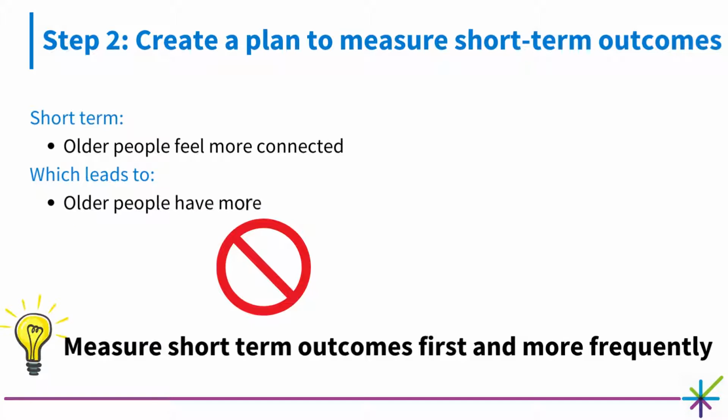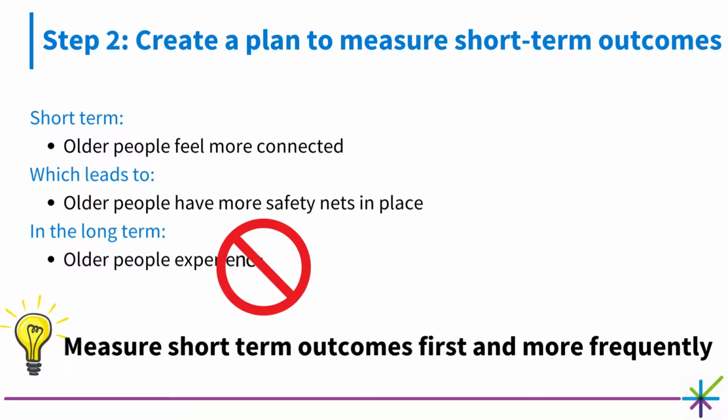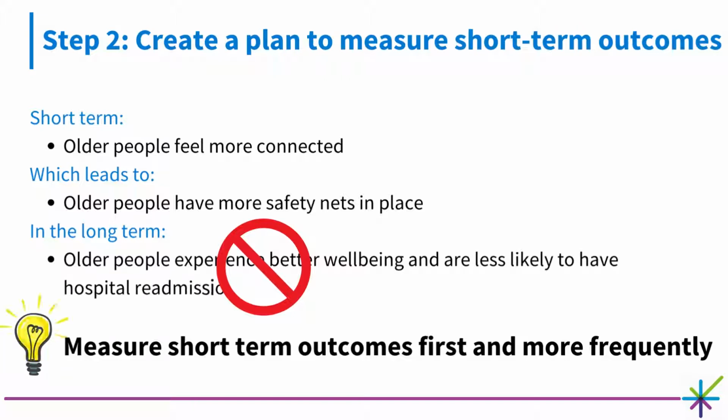We need to know what the direct impact of your activities are. This is important for a number of reasons. Firstly, if you measure long-term outcomes too soon, you are unlikely to see any change. It's likely many other factors will also contribute to this long-term outcome.